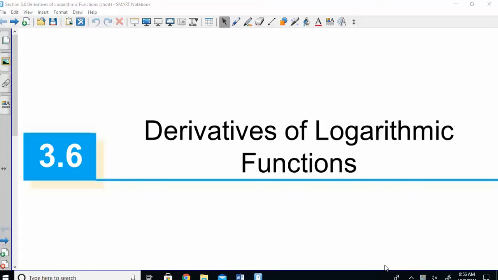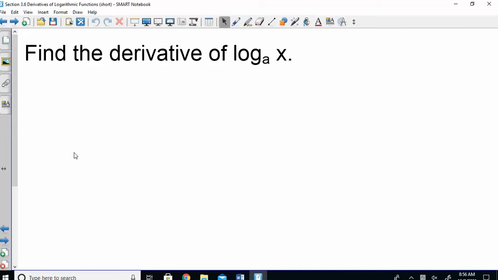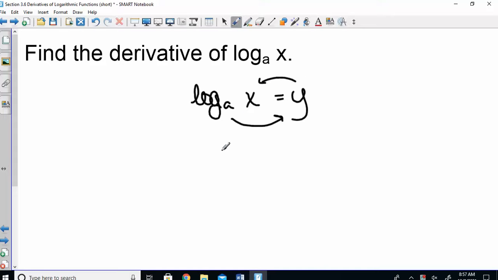Through the derivative of a log. We have only dealt with exponentials so far. So if I wanted to do the derivative of this, we could think of it as log base a of x is equal to y. If I asked you to write that in exponential form, it would be a to the y power equals x.